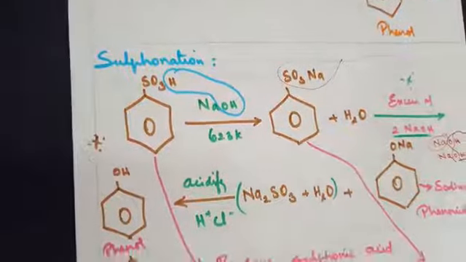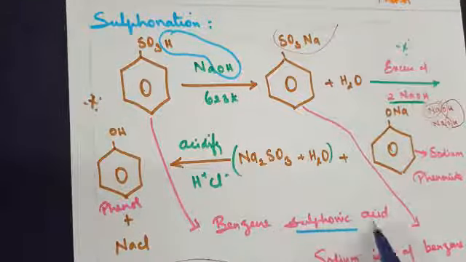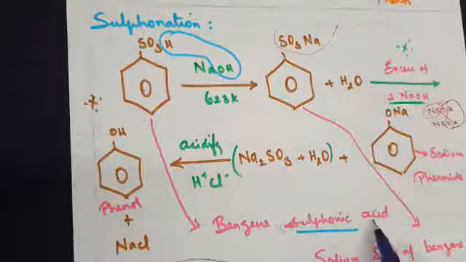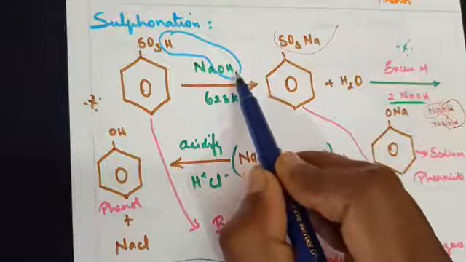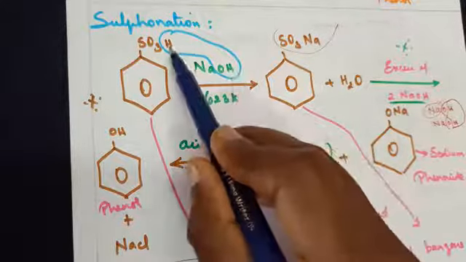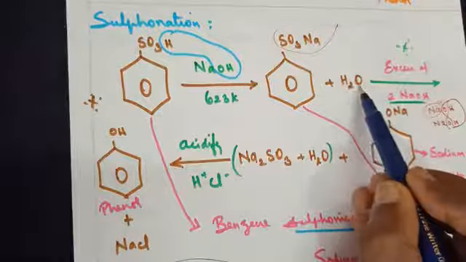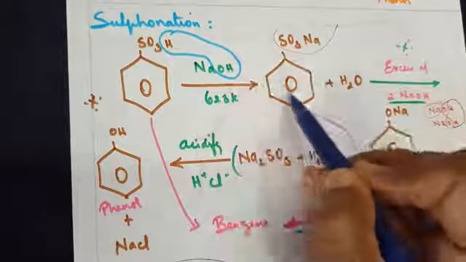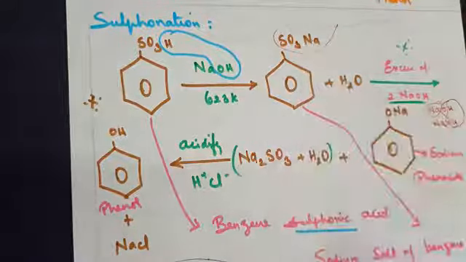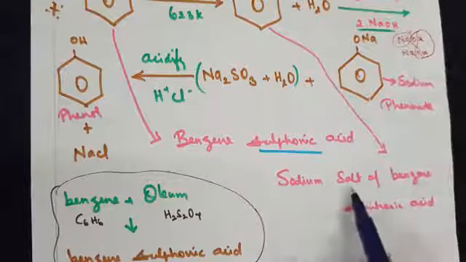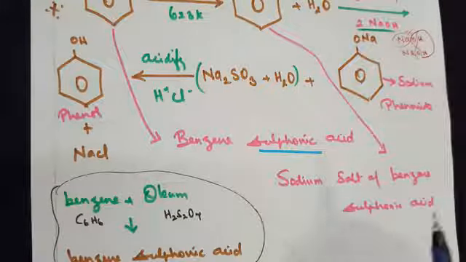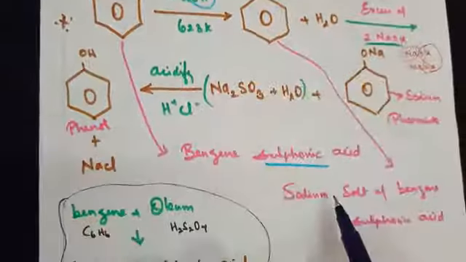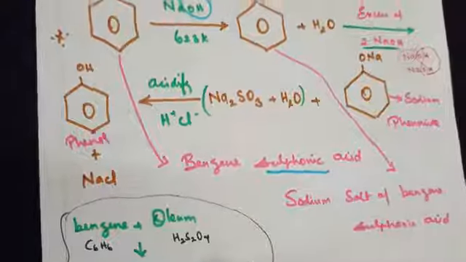The second one, sulfonation, that is benzene sulfonic acid. Benzene ring with the SO3H, benzene sulfonic acid. Here again when we treat with sodium hydroxide, OH will combine with the hydrogen here and goes out as a water molecule. We are left with SO3 and Na. So we get the same benzene ring with SO3Na. Name of the compound is sodium salt of benzene sulfonic acid. So benzene sulfonic acid, when you treat with sodium hydroxide, we get sodium salt of benzene sulfonic acid.